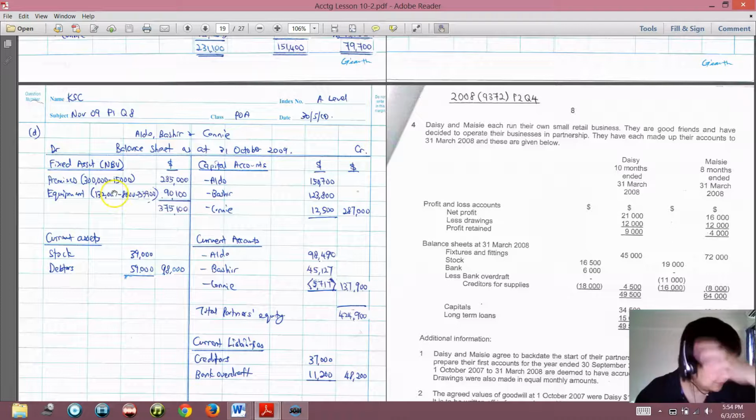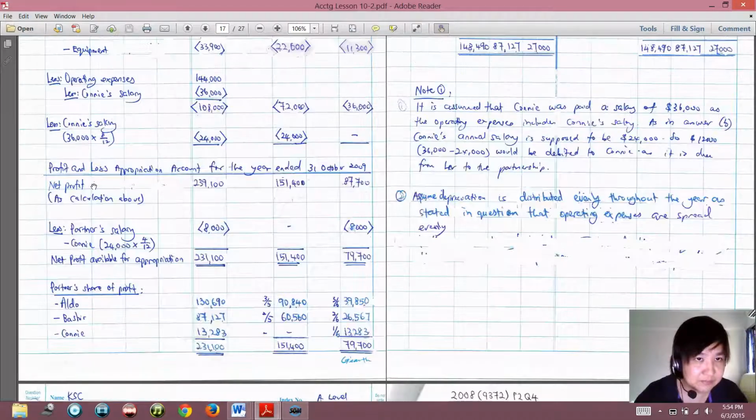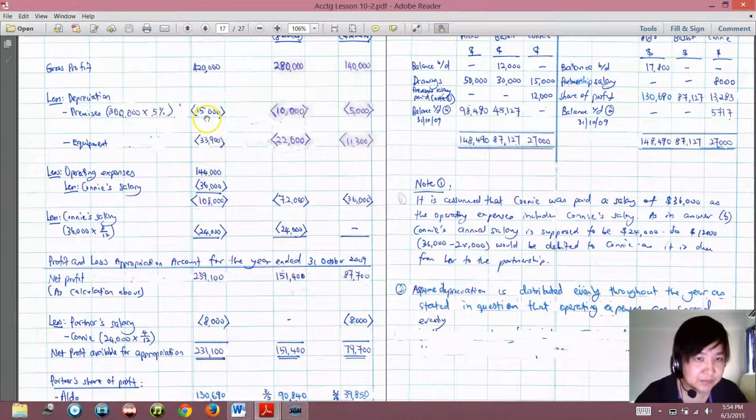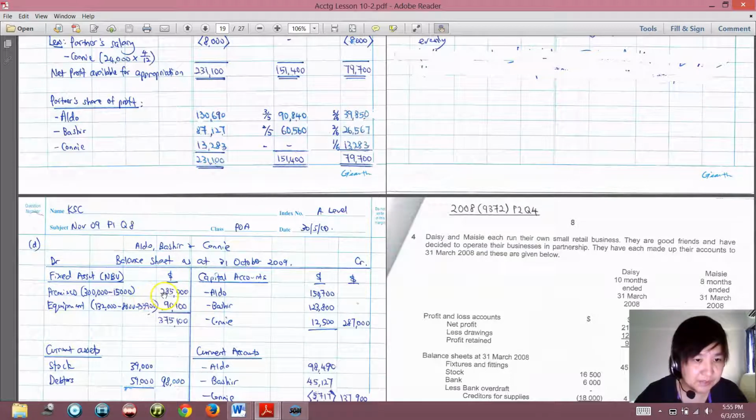Fixed asset, you see, how I get 300,000: in the trial balance in the question, the premises is 220,000. Then note 1 says premises increased by 80,000. Plus 80 will be 300,000. Then minus 15,000, which is the depreciation for premises. So 300 minus 15 will be 285. Equipment, according to the trial balance, is 132. Minus 8,000, because note 1 says equipment reduced by 8,000. Then minus the depreciation, so this will be the net book value of the equipment at 31 October 2009. So fixed asset, bracket, net book value. This is the figure.